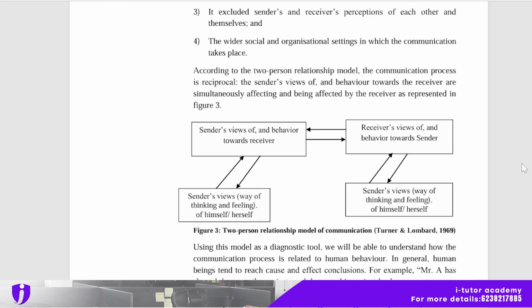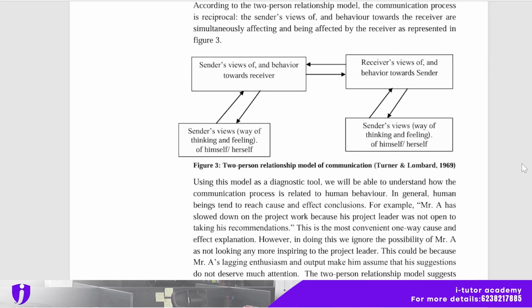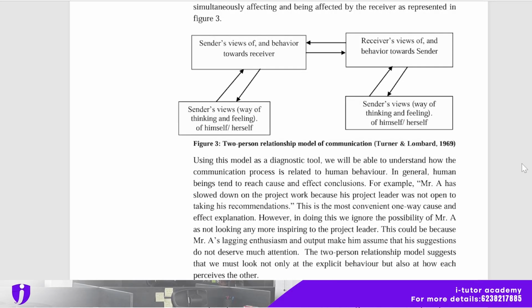the communication takes place. According to the two-person relationship model, the communication process is reciprocal. The sender's view of and behavior towards the receiver are simultaneously affecting and being affected by the receiver, as represented in figure 3. Sender's view of and behavior towards receiver, and receiver's view of and behavior towards sender, and the sender's way of thinking and feeling about himself or herself, and the receiver's way of thinking and feeling about himself or herself. So that is the two-person relationship model of communication.